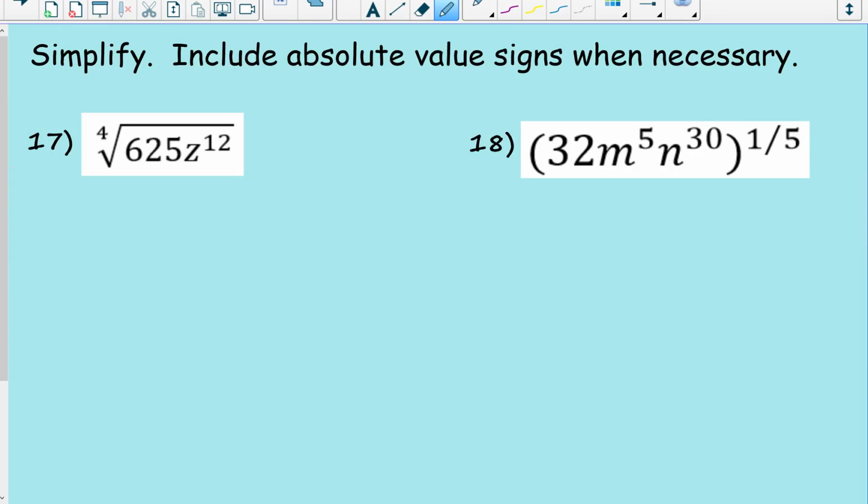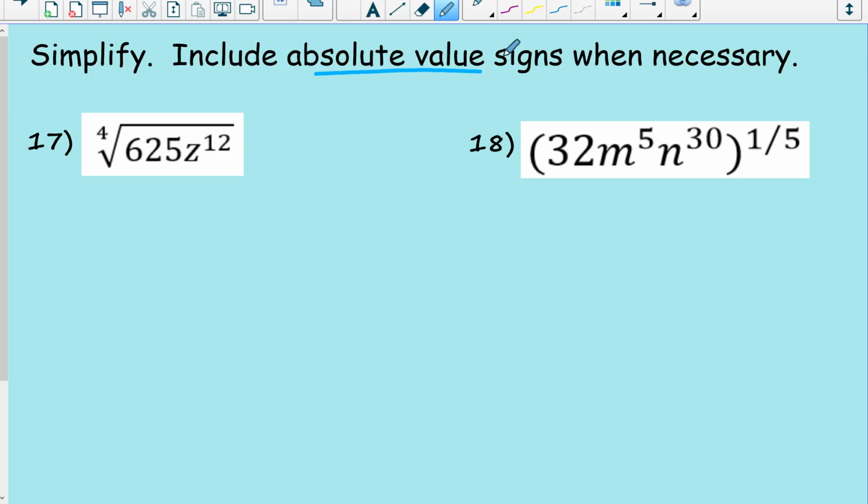Now, we could do a bunch of problems where we simplify and include the absolute value signs, which we're going to do a couple of them. But typically what textbooks will do is they will just say, well, let's just assume that our variables are all positive and then we won't have to worry about it. So let's go ahead and practice with absolute value signs on this one.